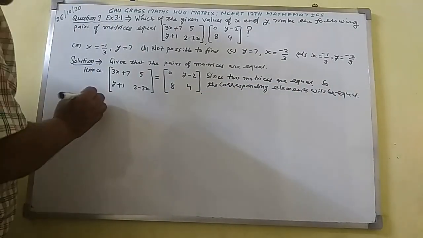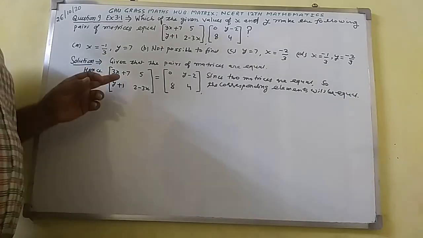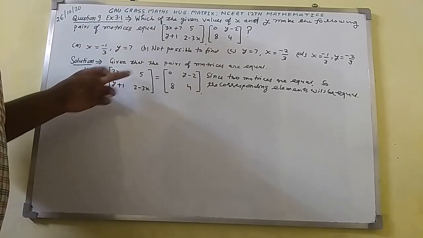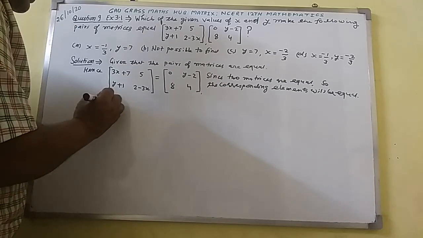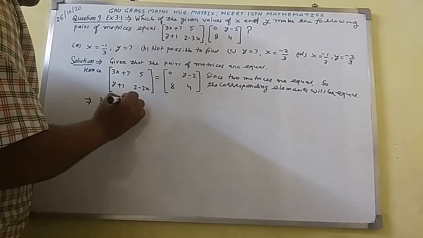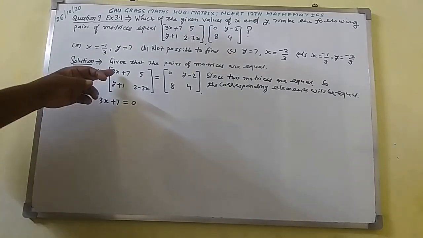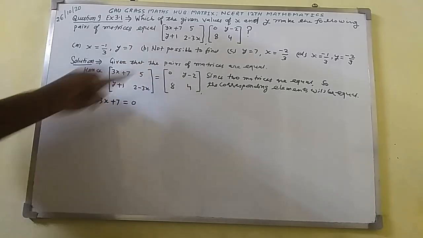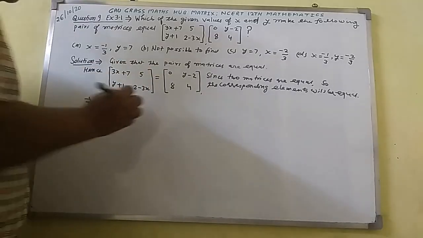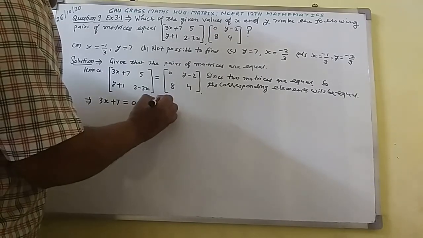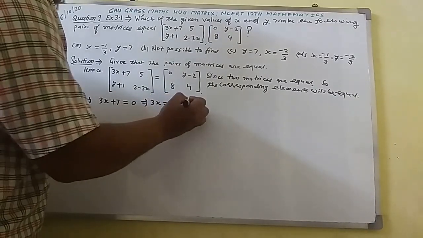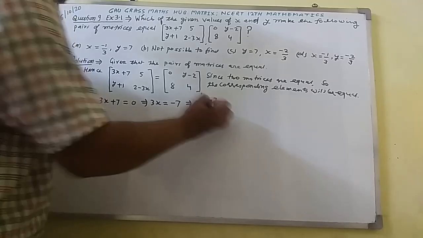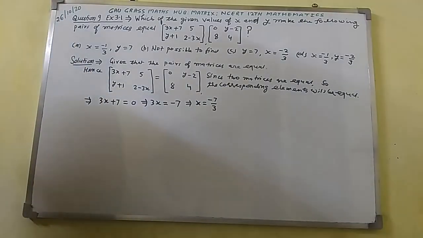On that basis I shall write here implied that here you can see the corresponding element of 3x plus 7 will be 0. So here I shall write 3x plus 7 equal to 0, because the corresponding element of 3x plus 7 will be 0. So this will become 3x equal to minus 7, imply that it will become x equal to minus 7 over 3.